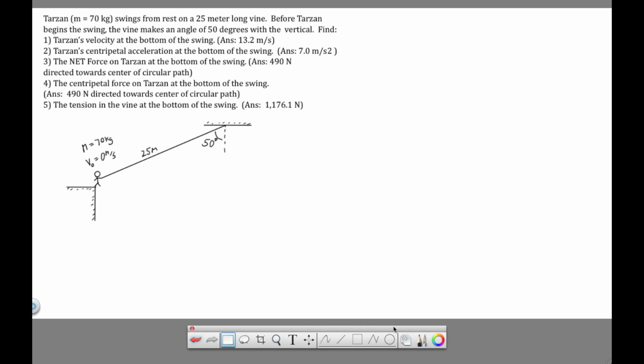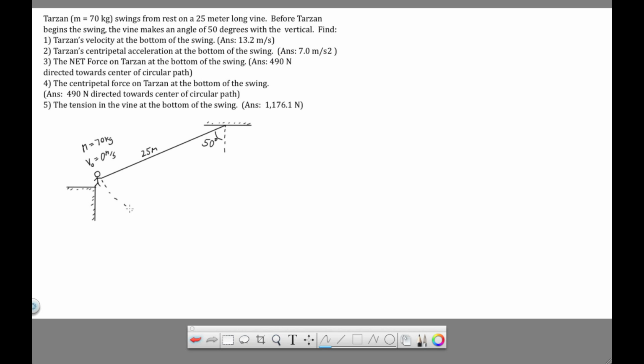Okay, so here we have Tarzan with a mass of 70 kilograms swinging from a 25 meter long vine, and we're told that the initial angle between the vine and the vertical is 50 degrees, and that Tarzan starts from rest. So Tarzan's going to swing down. It's going to be a circular path.